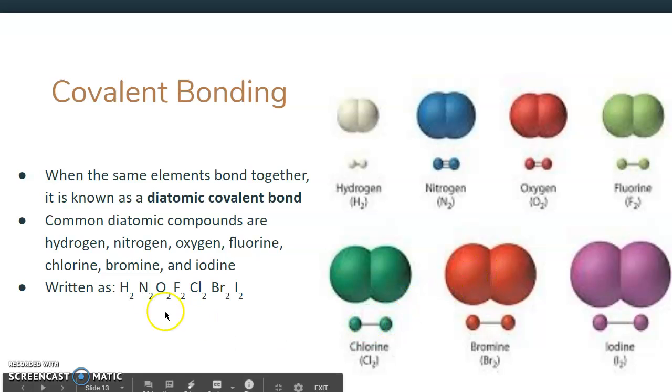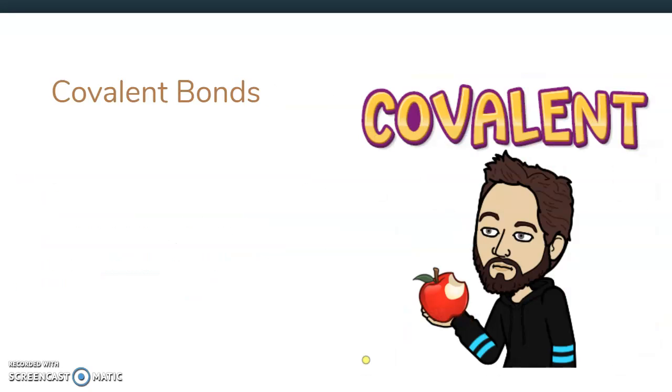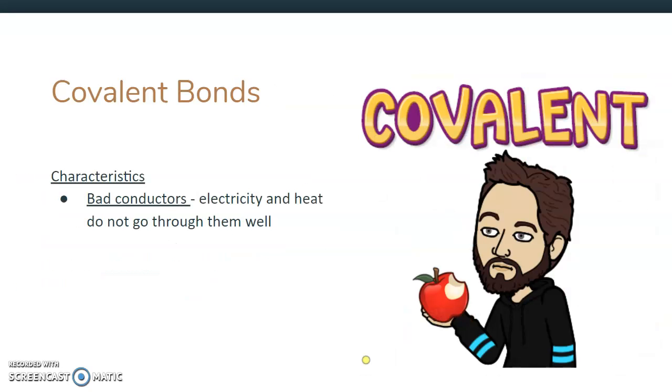And we always write them as just H2. So when we usually write hydrogen, we just write an H, but since there's two of them, we have this little subscript, this little number at the bottom. So anytime you see this, it's two of the same element together.